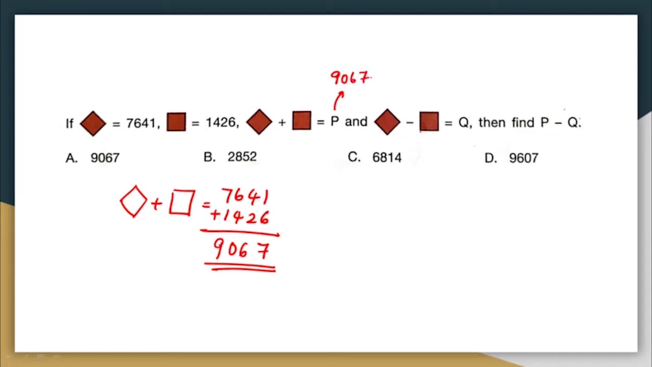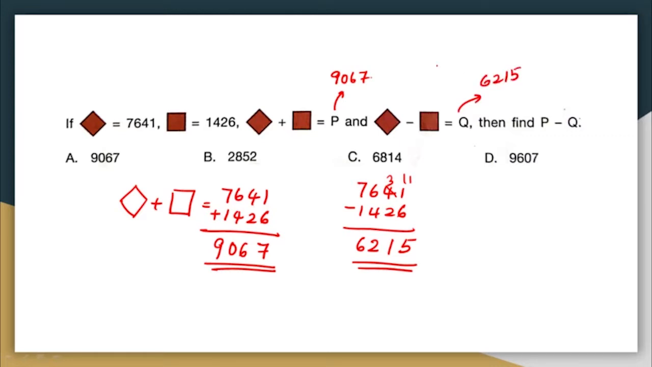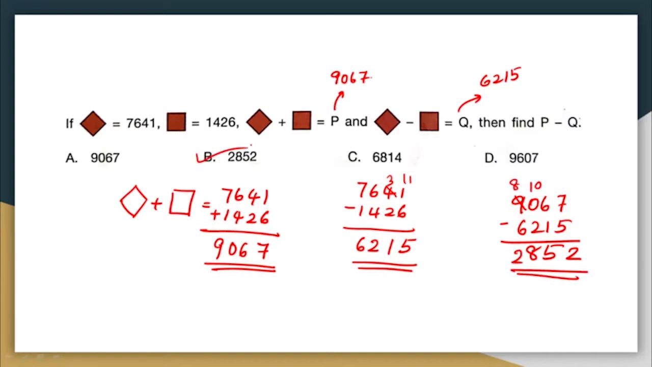And what is the value of Q? Value of Q is nothing but 7641 minus 1426, which is nothing but 6215. What is the answer that we have to find out? The answer that we have to find out is P minus Q. I know Q is 6215, P is 9067. So P minus Q is the difference between these two values. What is that? 2852. Correct answer here is option B.